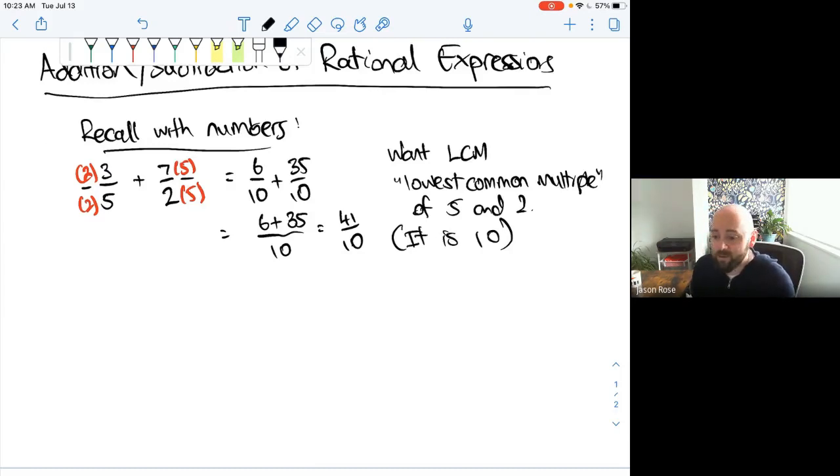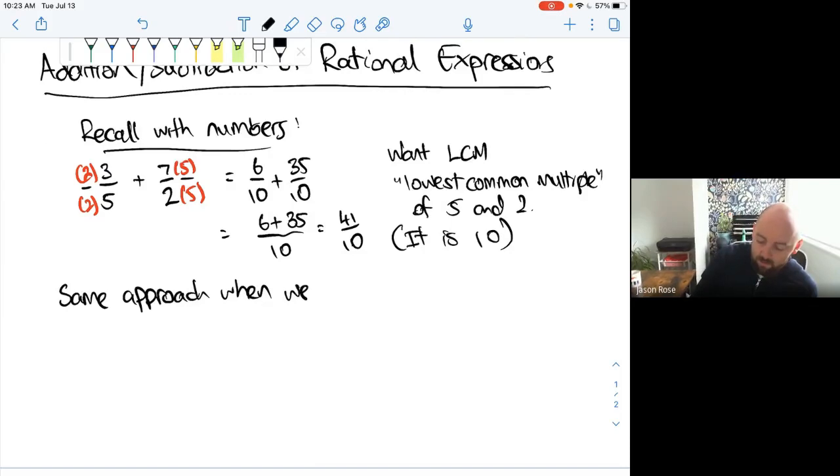The same approach, again, is what you're going to do when it's an expression, not just numbers, but you have x's or y's or both. So I'm just going to note that it's the same approach when we don't just have numbers.